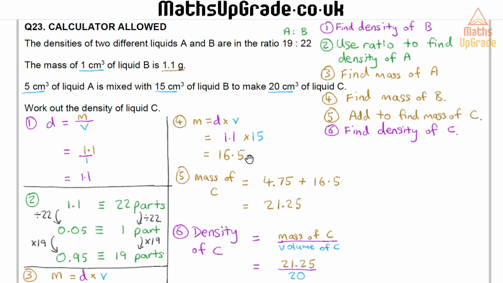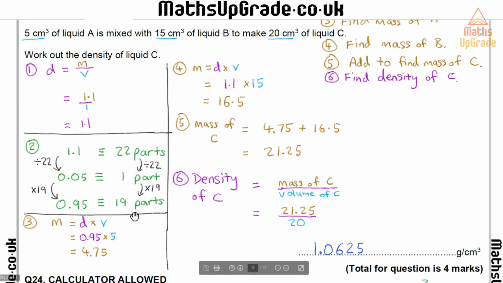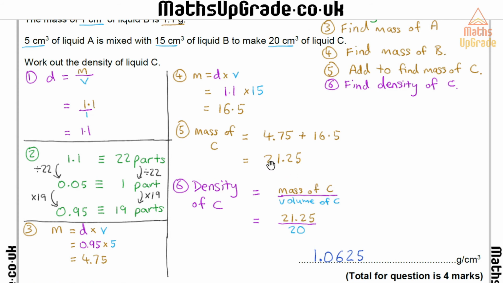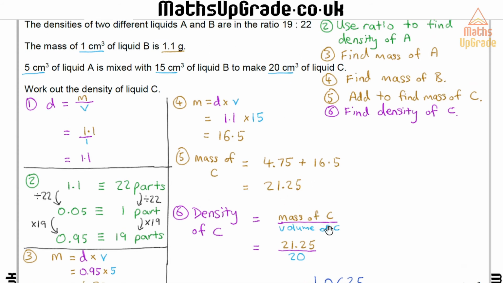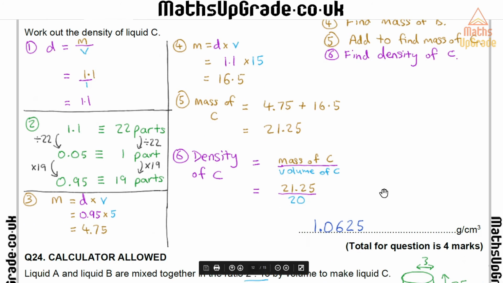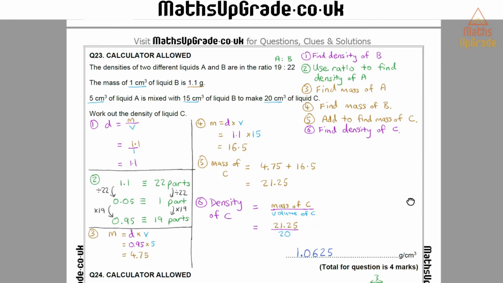Now the mass of C. I can find the mass of C since C is the overall total liquid. The mass of C is just those two individual masses added together. That is 21.25. The density of C is the mass divided by volume for C. So I know the mass of C now. I know the volume of C is given in the question, it's 20. Divide those through and I get the density of C, which is 1.0625 grams per centimetre cubed. The whole question there is worth 4 marks.